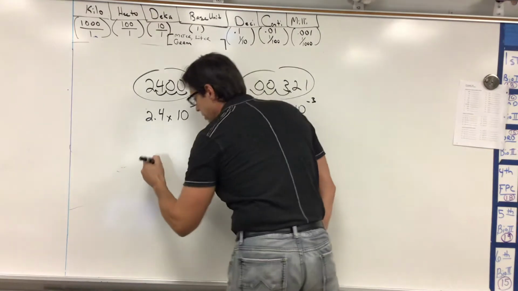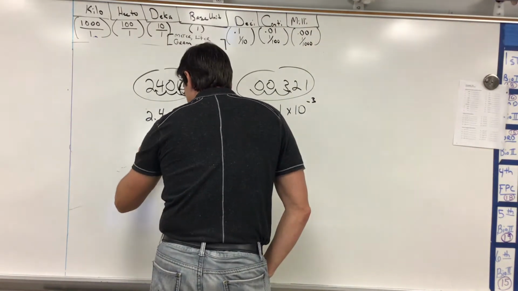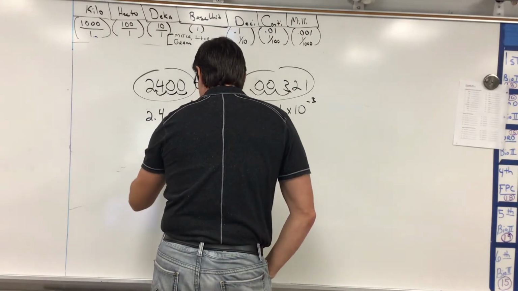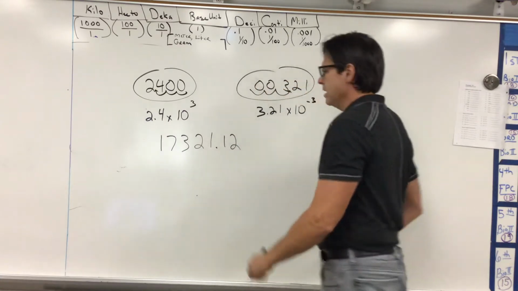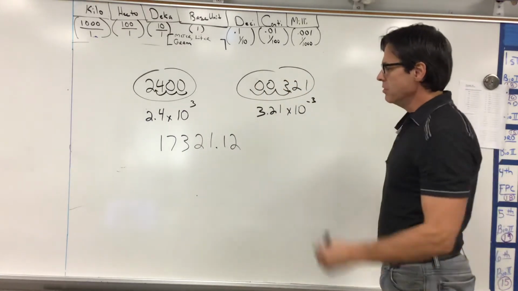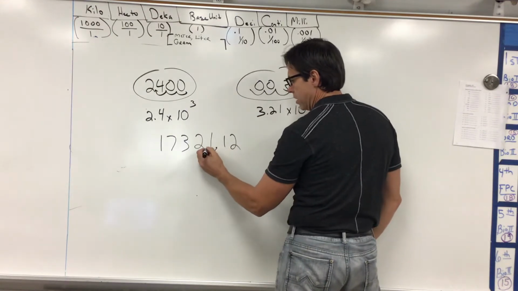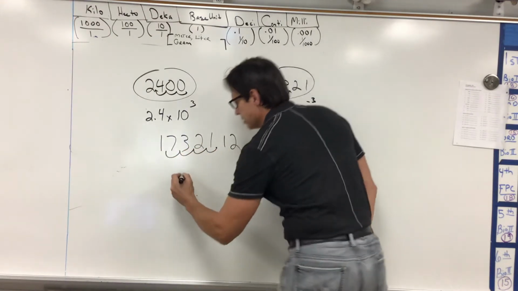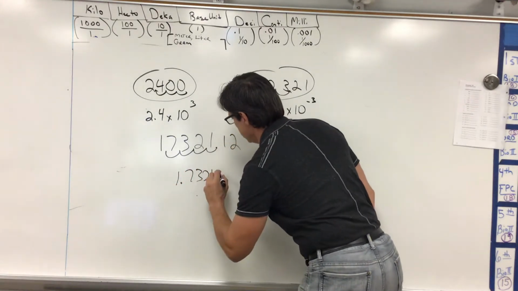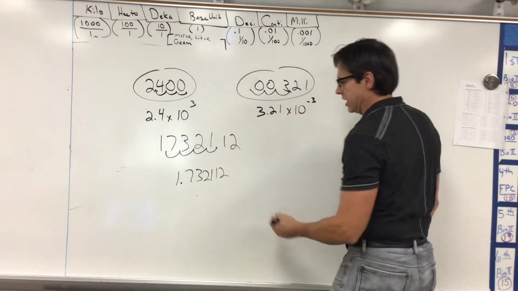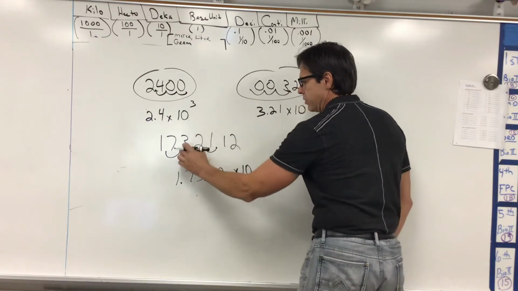All right, I'll do another one here. Let's do 17321.12. I want to move this as far to the left as between the ones and tens place. That's a big number, so I go 1, 2, 3, 4. So that's 1.732112, and that sounds silly, times 10 to the 4th, since I moved it 1, 2, 3, 4 places.